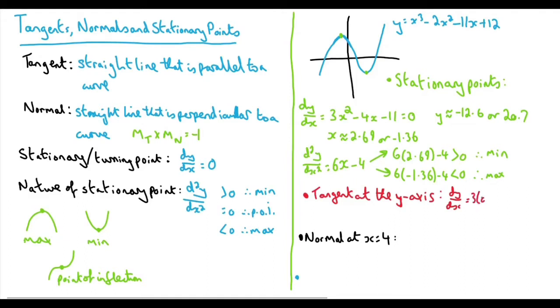So this is going to be 3 times 0 squared minus 4 times 0 minus 11. Well, that's just going to equal the minus 11. Now that we know that this is the gradient of the curve at that point, that's also going to be the gradient of the tangent. So we can just plug that into y equals mx plus c.